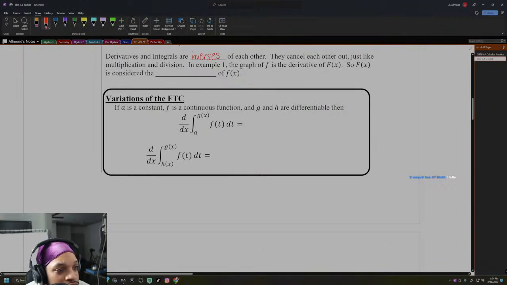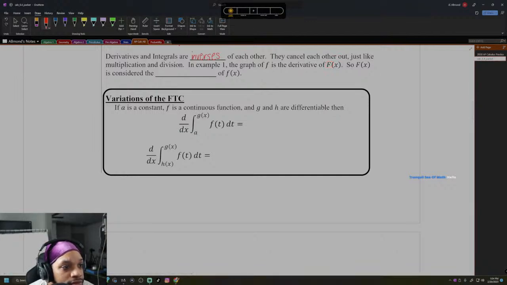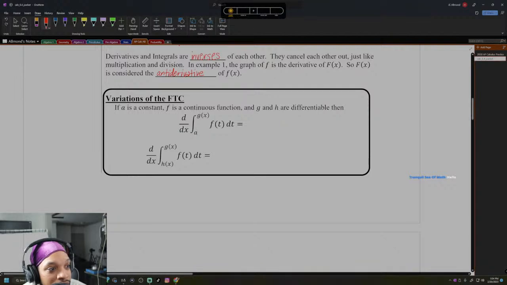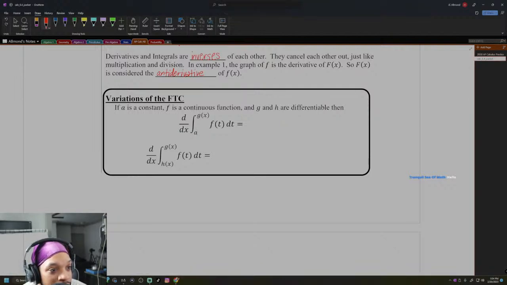So here's where I was writing that capital F. So capital F is considered, you can say, antiderivative or integral. But I'm willing to bet that antiderivative goes right there. So the graph of F is the derivative of capital F. And so that makes capital F the antiderivative. It's like going backwards, basically.